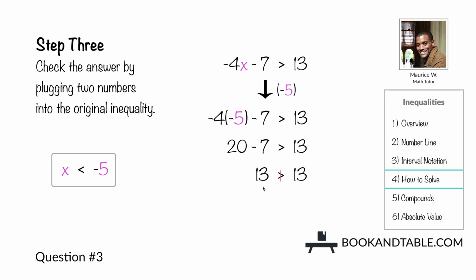Let's try negative 5. Negative 4 times negative 5 is positive 20. 20 minus 7 is 13. And 13 is not greater than 13. They're equal to each other. So this is a false statement. So that confirms that the answer to question number 3 is in fact x is less than negative 5.